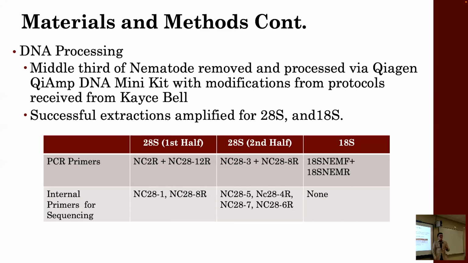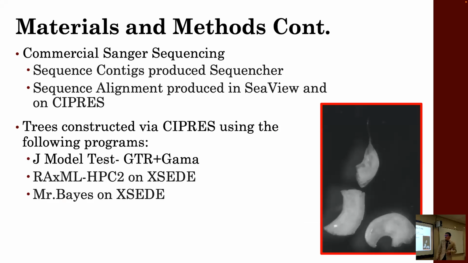And I was able to deposit some aspect of what I had done into museums, which is important for future researchers. Any extractions that were successful after quantification, I amplified with the following primers for 28S and 18S, which are the large ribosomal subunit and small ribosomal subunit respectively. All of our sequencing was done commercially. So this was just all commercial Sanger sequences. And then I would produce all of the contigs in Sequencher.